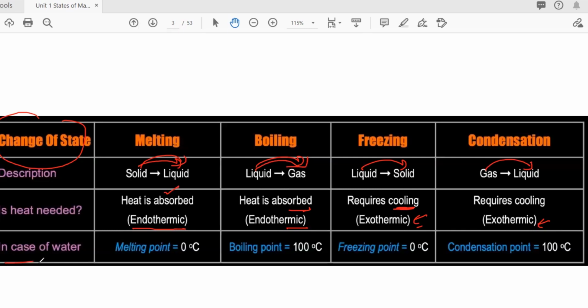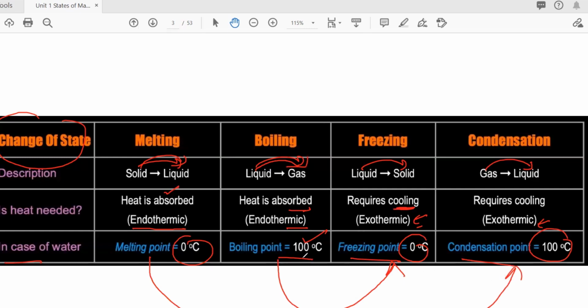For example, if you have water, what is the melting point of water? 0. Boiling point of water, 100. Freezing point of water, 0. And condensation point also 100. Melting point and freezing point are always the same, and boiling point and condensation point are always the same.